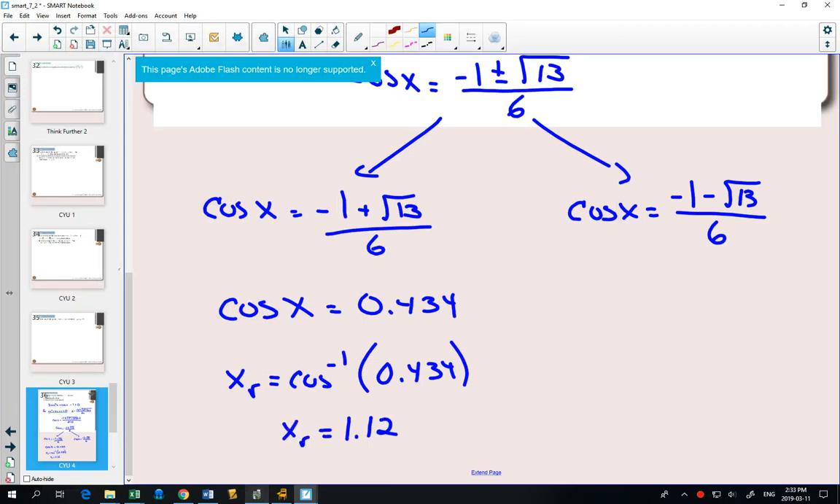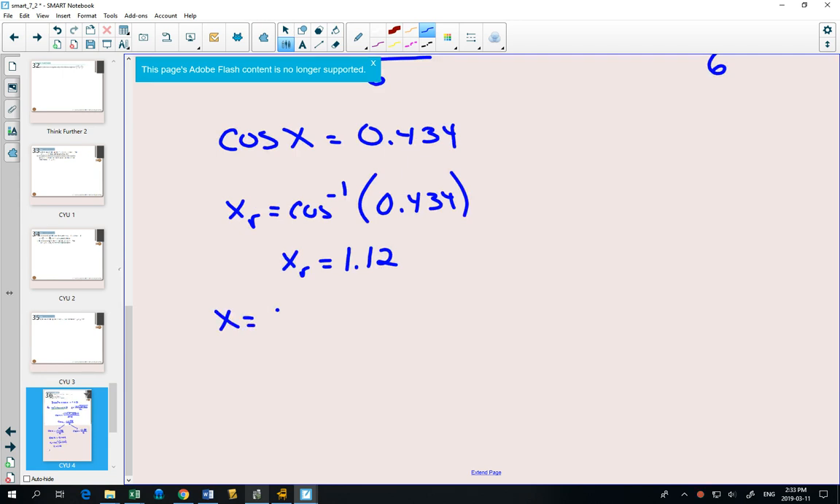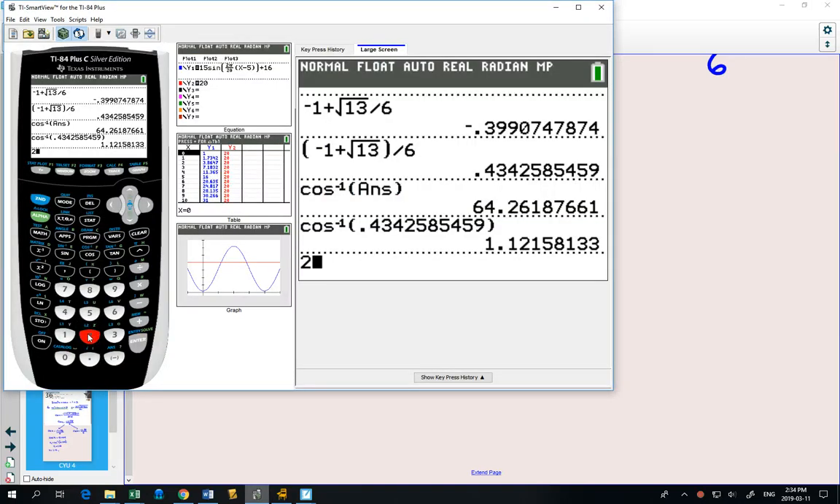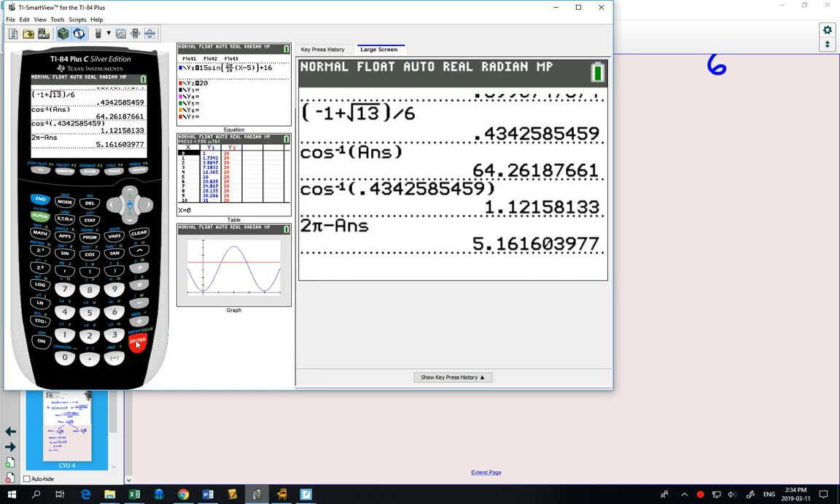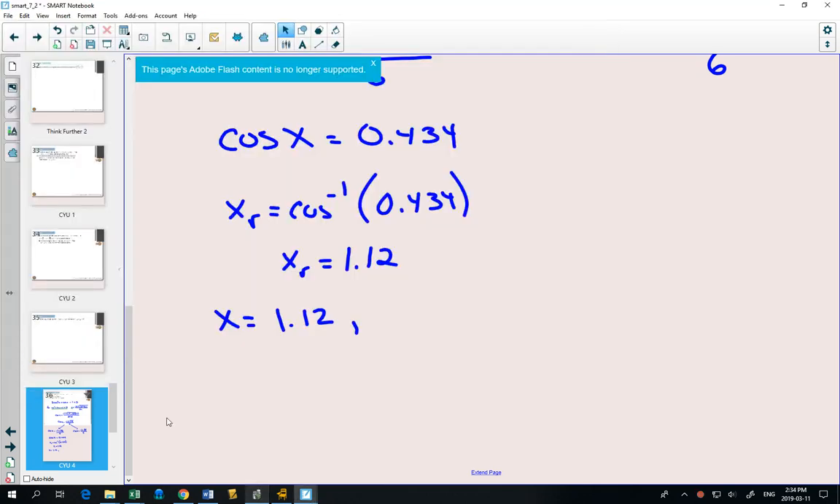Then my actual angle will be 1.12, and because cos is positive in quadrant 1 and quadrant 4, how would I find my answer in quadrant 4? Go back to my calculator. I would have to go 2 pi minus my reference angle, which was my answer from before, 5.16.